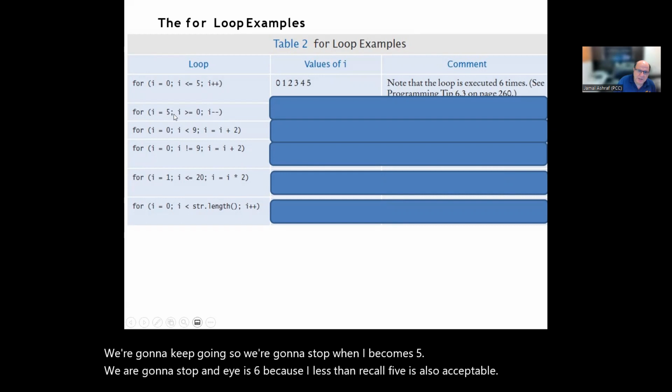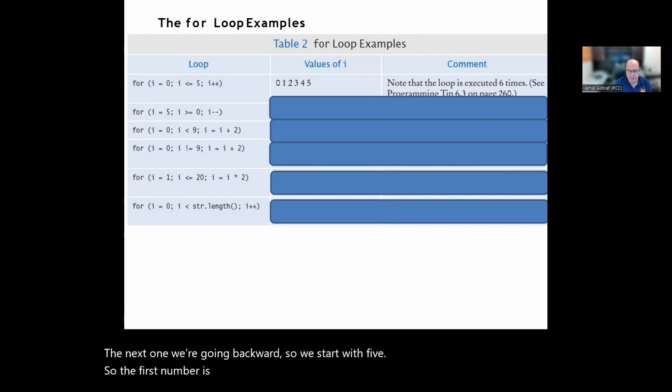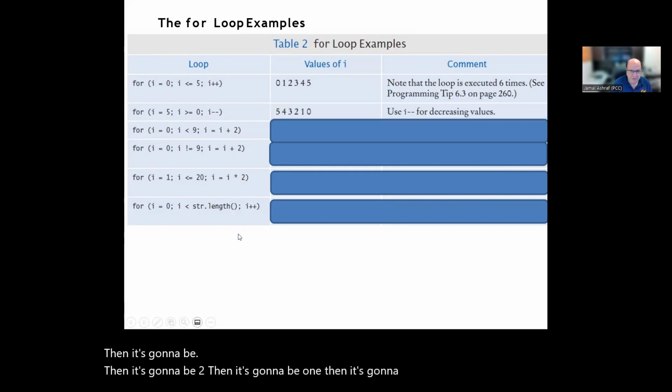The next one, we're going backward. So we start with 5. The first number is 5. Then we're doing i minus minus, so it's going to be 4. Then 3. Then 2. Then 1. Then 0. Then it's going to be -1, and we're going to stop.